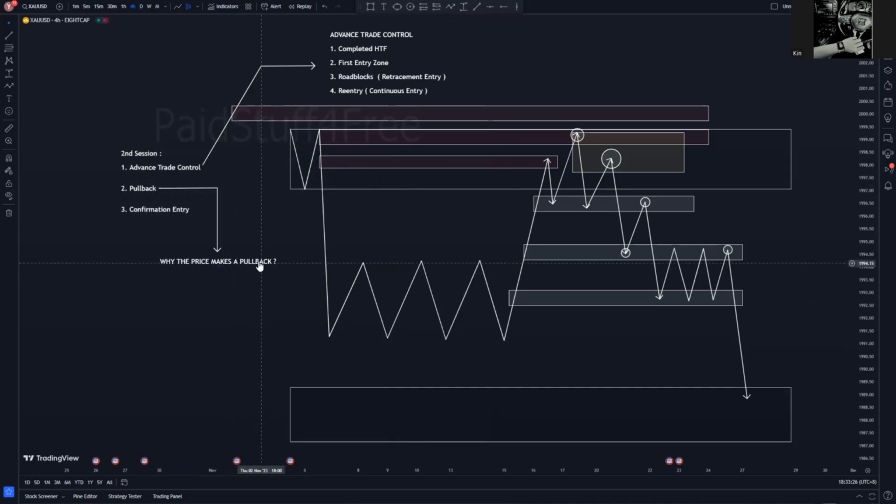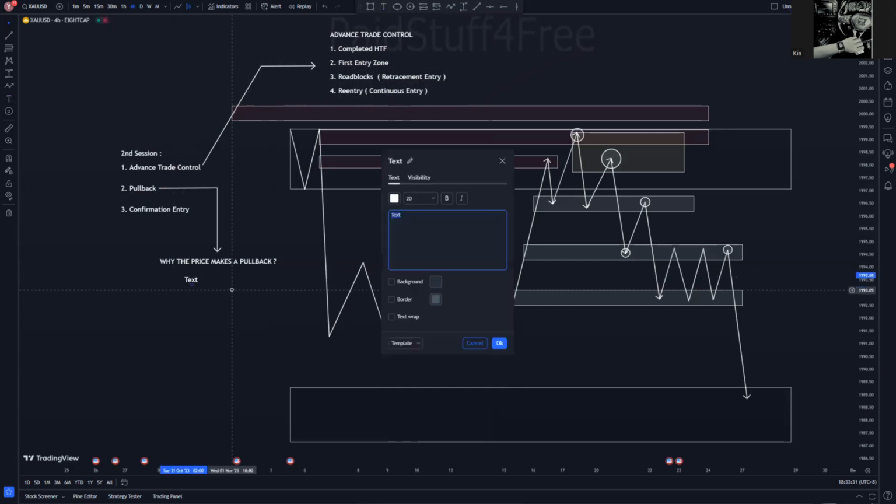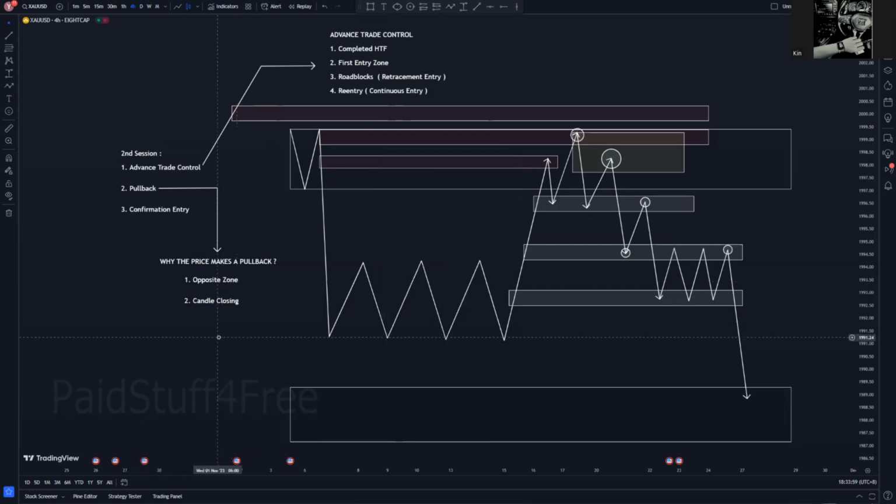The reasons why the price makes a pullback: the first one is because of the opposite zone, holding all sells from roadblocks until H4 zones. The second one is because of the candle closing. The first one is the opposite zone, the second one is the candle closing.